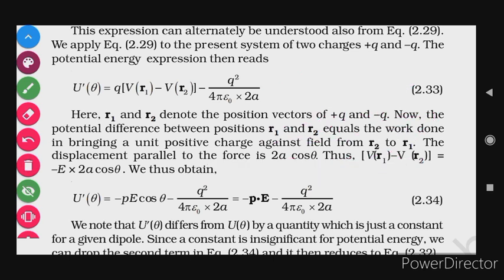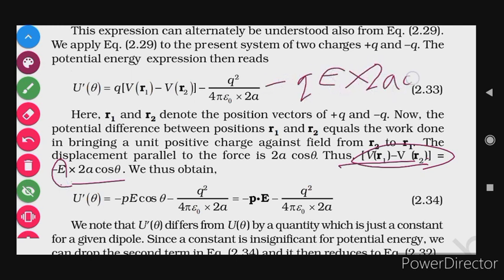Thus V(r1) minus V(r2) is the work done in moving the charge from r2 to r1. This will be E times 2a cos theta, because we are applying the force in the opposite direction of the electric field. We are talking about a unit positive charge, so the work done is force times displacement, and q is 1. So this is the work done in moving the charge from r2 to r1.